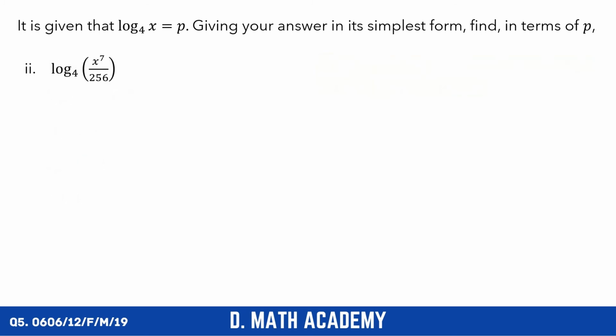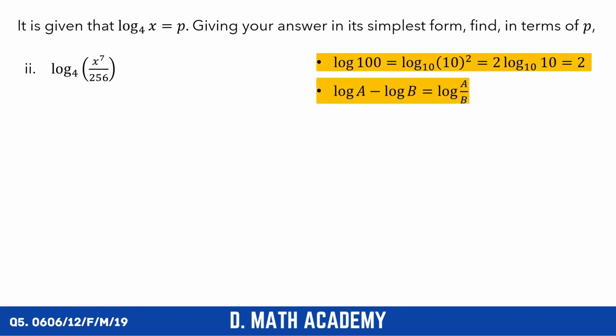Moving on to the second part, we have log 4 bracket x to the power of 7 over 256. So the divide there, we can interpret it as minus. So change it up, we have log 4 x to the power of 7 minus log 4 of 256. So with this being set up, bring up the 7, we have 7 log 4x minus log 4 bracket 4 to the power of 4.